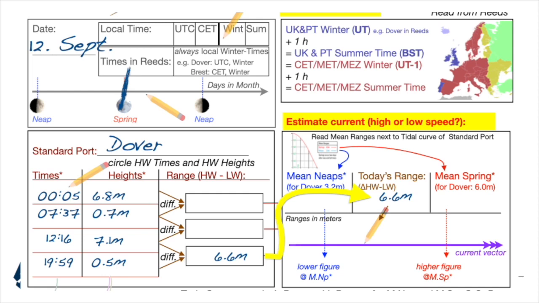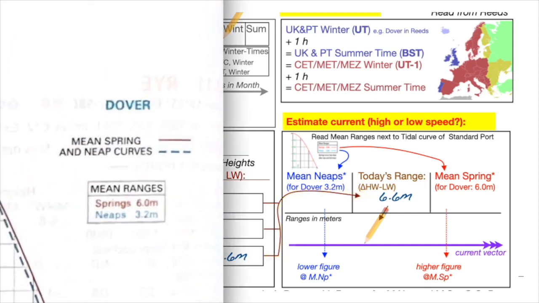Read mean ranges next to the tidal curve of the standard port. So you take the standard port, you take the curve here, the tidal curve, and there it is. They have written mean ranges, spring 6.0 meters and neap 3.2 meters. So these two figures, we copy here. The mean for neap is a range of 3.2 and the mean for spring is 6 meters.